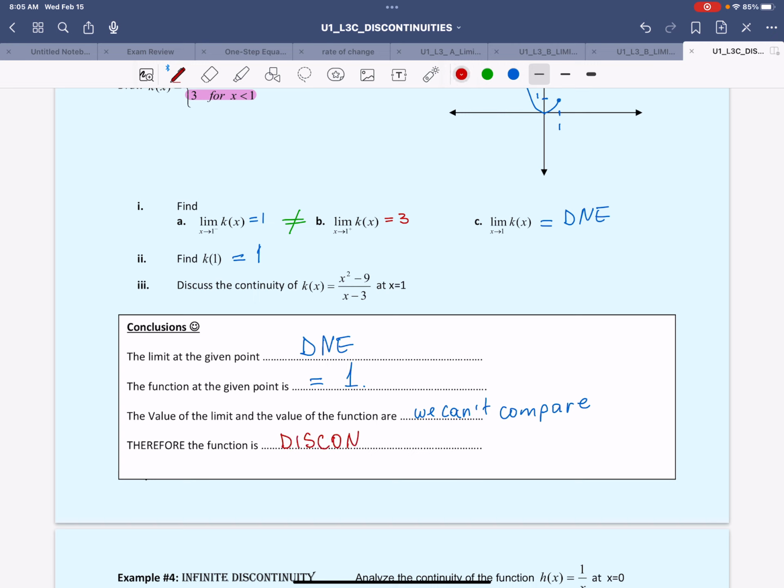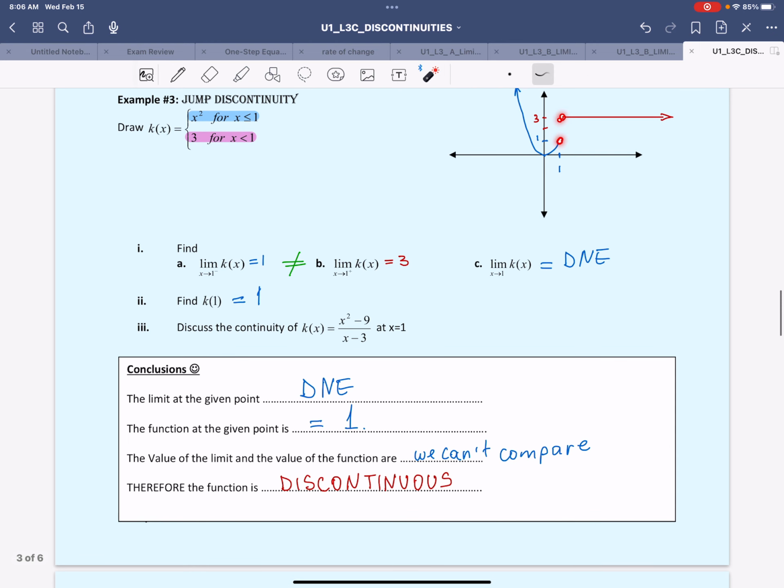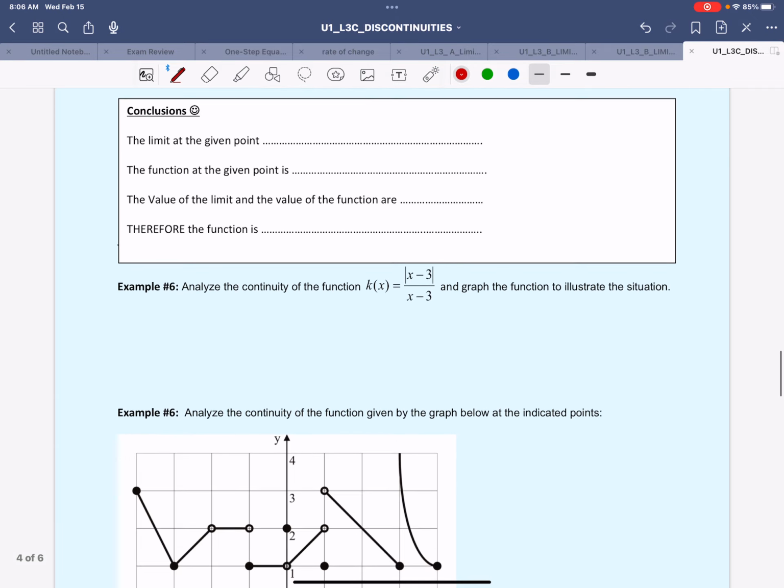And what type of discontinuity is this? As you can see, the limit left and right are different, and there is a measurable gap between the two pieces. So therefore, we're going to say this is a jump discontinuity. Let's move on to the next example.